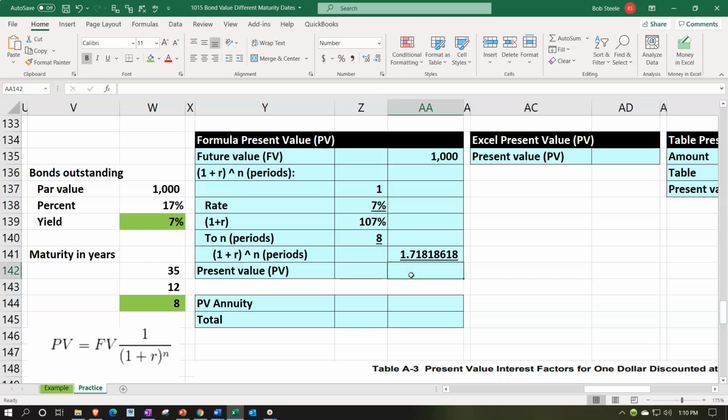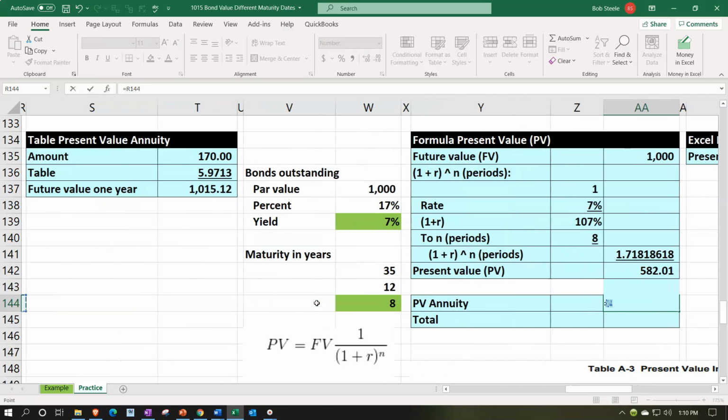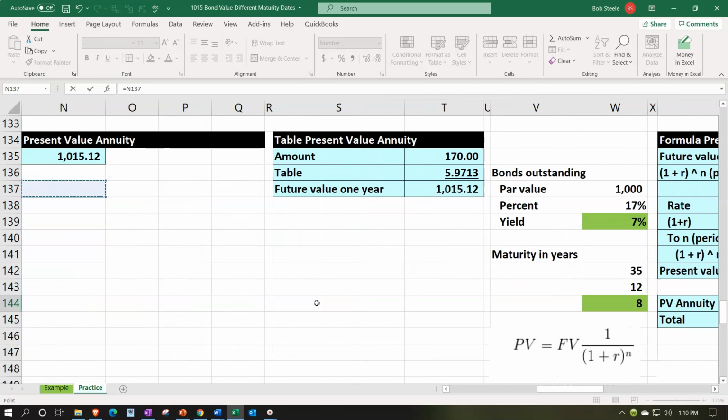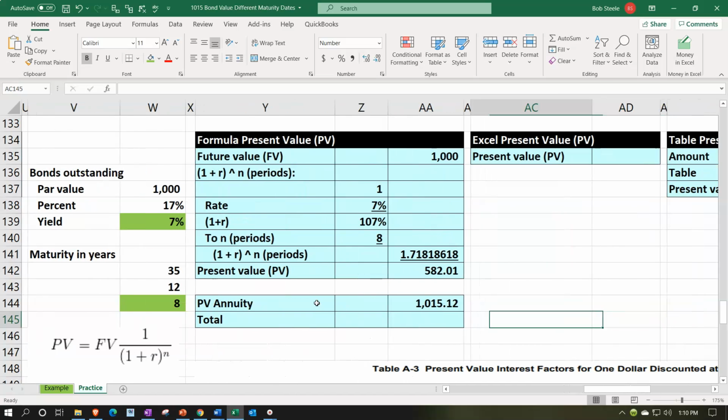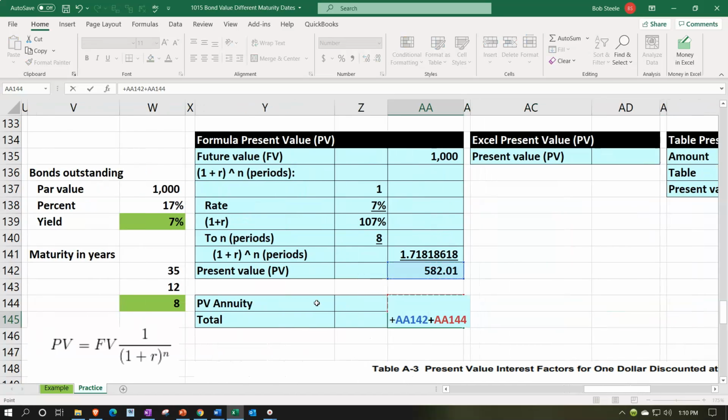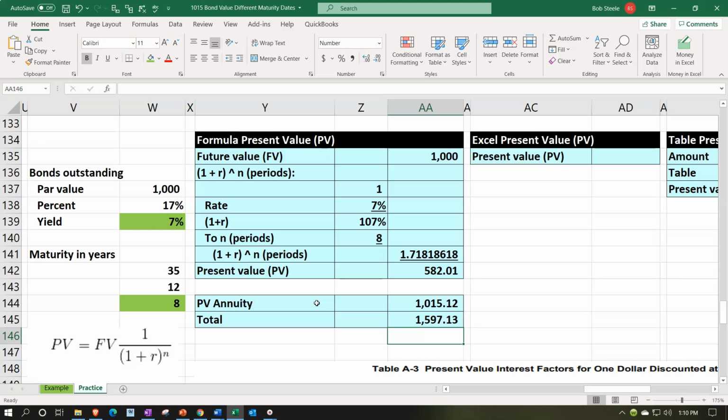And then this is going to be the num divided by the denom, adding some decimals, home tab, numbers, couple pennies. 582 and a penny. So we're going to pick up what we got last time, present value of the annuity. I'll pick it up from the Excel formula, and then that adding to what we got this time, that's the 1597. So once again, that number's different.